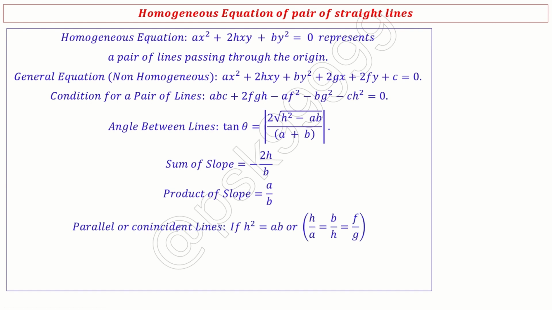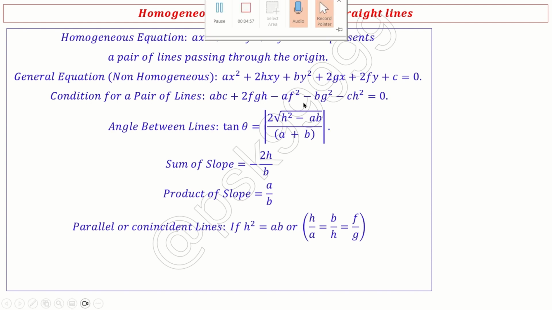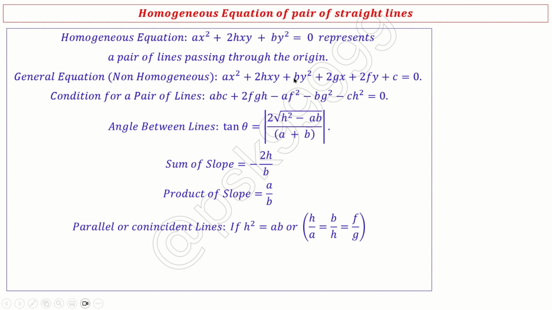Okay, and then the parallel or coincident lines condition is h square equal to ab. This is one condition, or the more general form is h by a equal to b by h equal to f by g. Okay, h by a, then b by h, then f by g. So this is 2 times, right? The xy term is there, so first is xy by x square, that is h by a, then y square by the xy term, that is b by h, then f by g, y by h, x. Okay, so this is how you should remember. This is the condition for coincident or parallel lines.